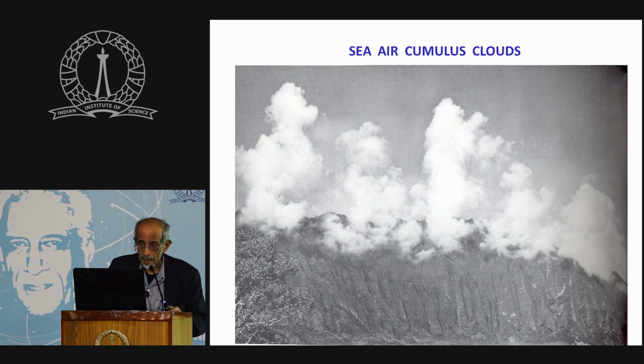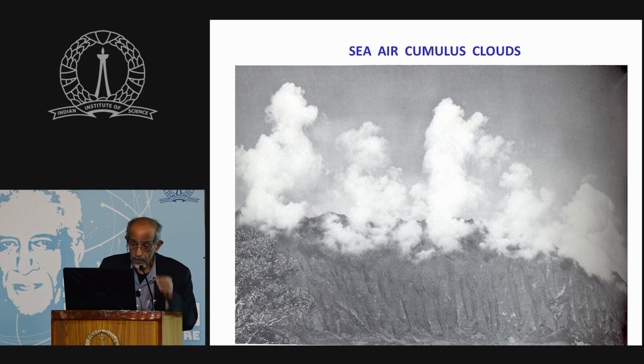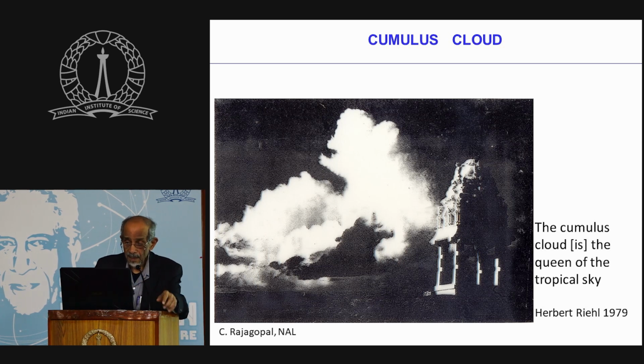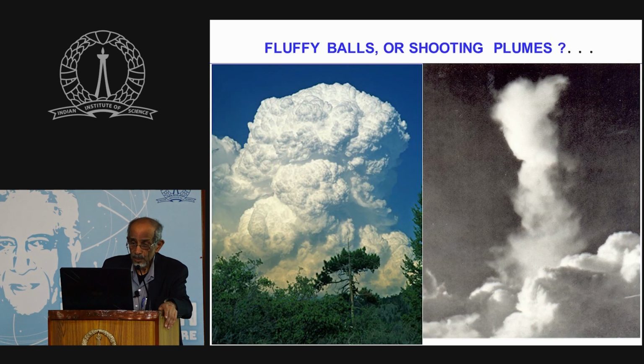Well, I won't stop there too much. In nature, we see many different forms of clouds. I'll just go through them quickly. Here they are. This is done by orography, rising over the sides of a mountain. Here there are the people who will recognize, Bangaloreans will recognize Lal Bagh here. That is one of Kempegowda's towers. And on that mound, you can quite often see these clouds. Cumulus clouds elsewhere. Fluffy balls sometimes, shooting plumes, as in the one at the right.